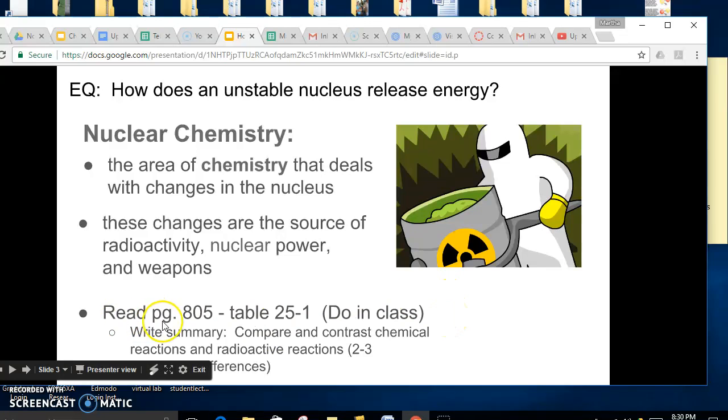So as you can see down here, I said read page 805, go through table 25.1. We're going to do this in class, but just a little bit of background information for you on this. This is again a property of the nucleus, so you're not dealing with electrons like we do in traditional chemical reactions. In a natural environment, you cannot speed up, turn off, or slow down these reactions like we can with other chemical reactions. Things like temperature or adding a catalyst or an enzyme do not work on nuclear reactions. And that's the type of stuff that we're going to discuss here when we read page 805.